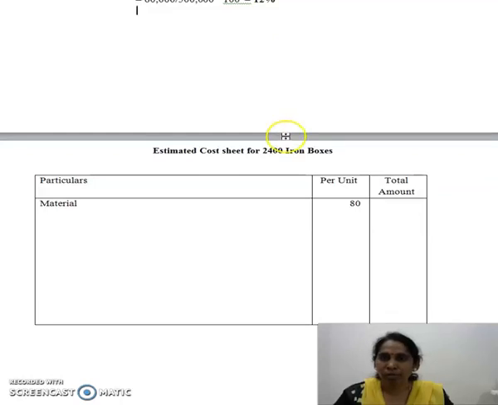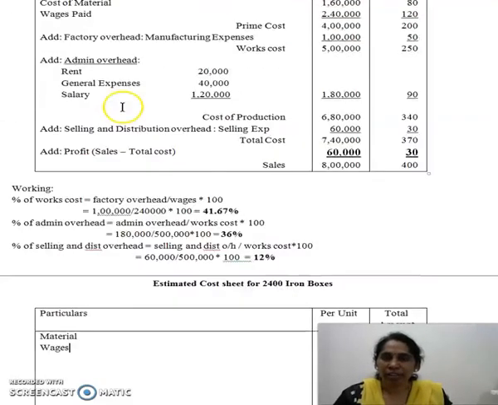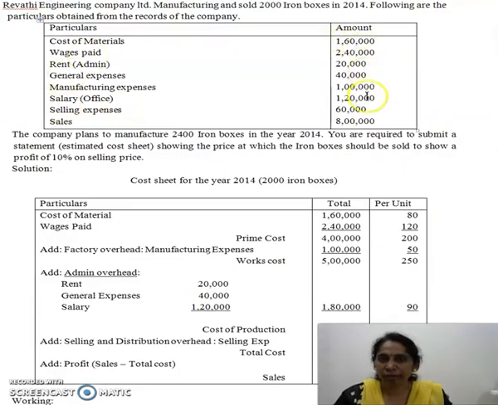Okay, so 80 rupees you have taken per unit, and what is the total amount? 80 rupees per unit, and for 2400 units, how much is it coming? 1,92,000. Okay, material is ready. Next we are going for wages. So for wages also, there is no information given in the problem.